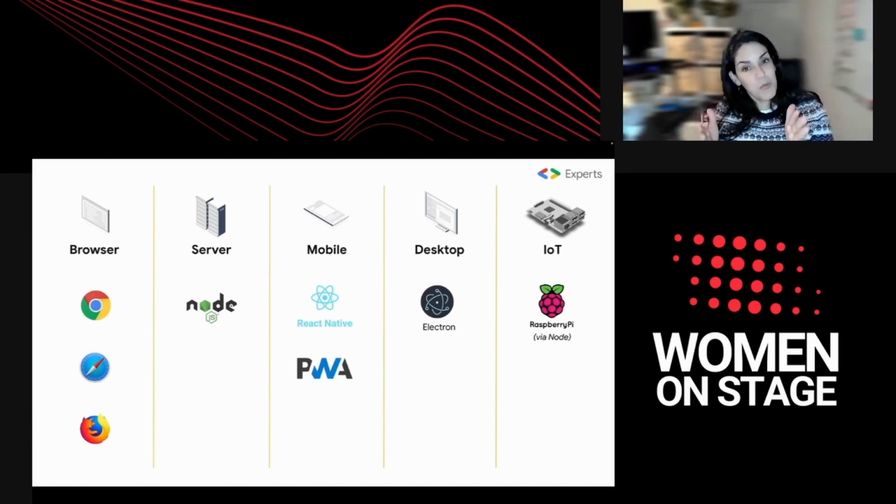You can use mobile phones with React Native or PWA, which is Progressive Web Apps. On desktop, you can use Desktop Native via Electron. And in Internet of Things, my favorite would be Raspberry Pi using Node again. So in all of those places, you can think about different applications using machine learning.